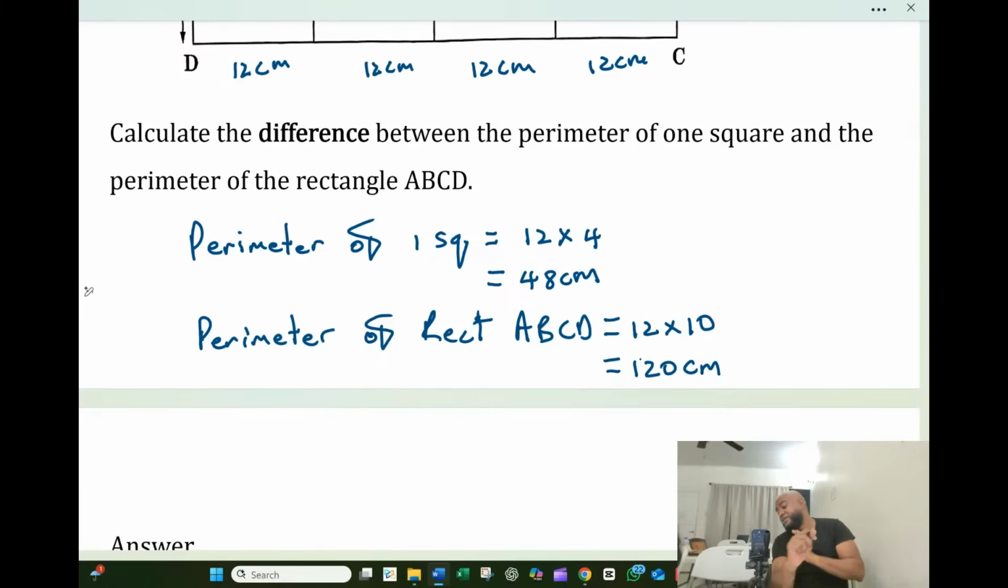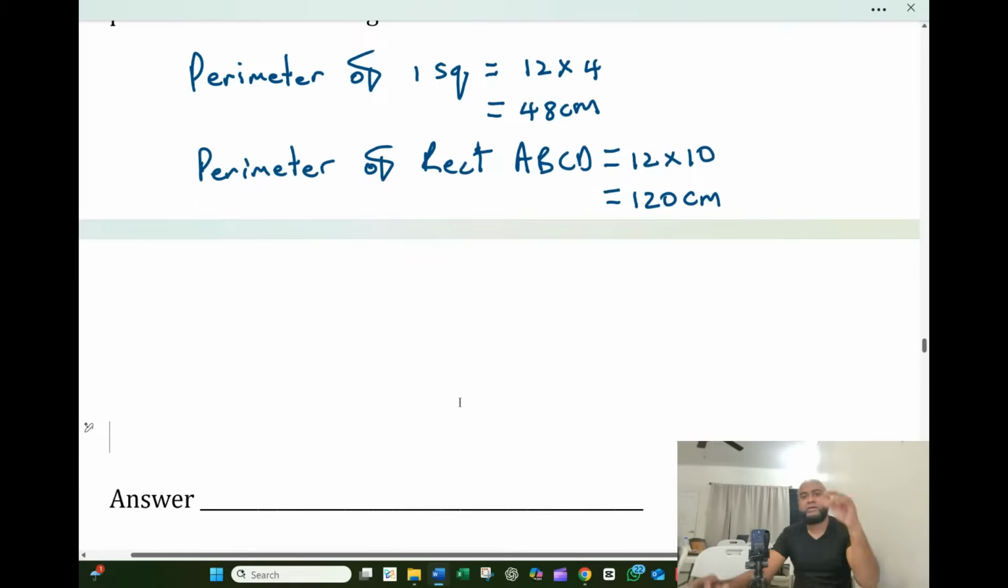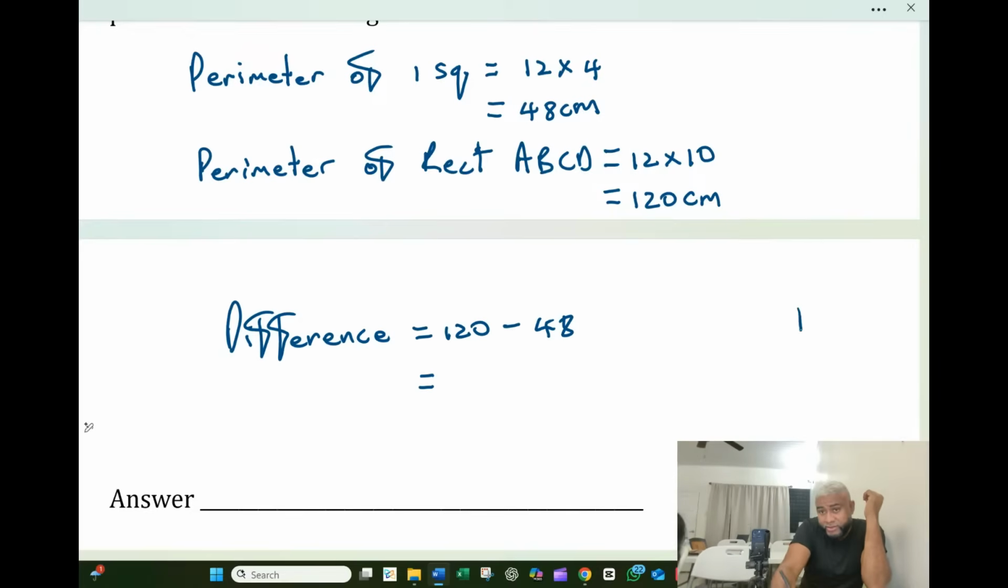Guys, always check to see what your question is asking. What does the question ask for? The question asks for the difference. Difference, we have to minus, right? So obviously it will be the larger perimeter minus the smaller perimeter, right? So the difference will be equal to 120 minus 48, right?